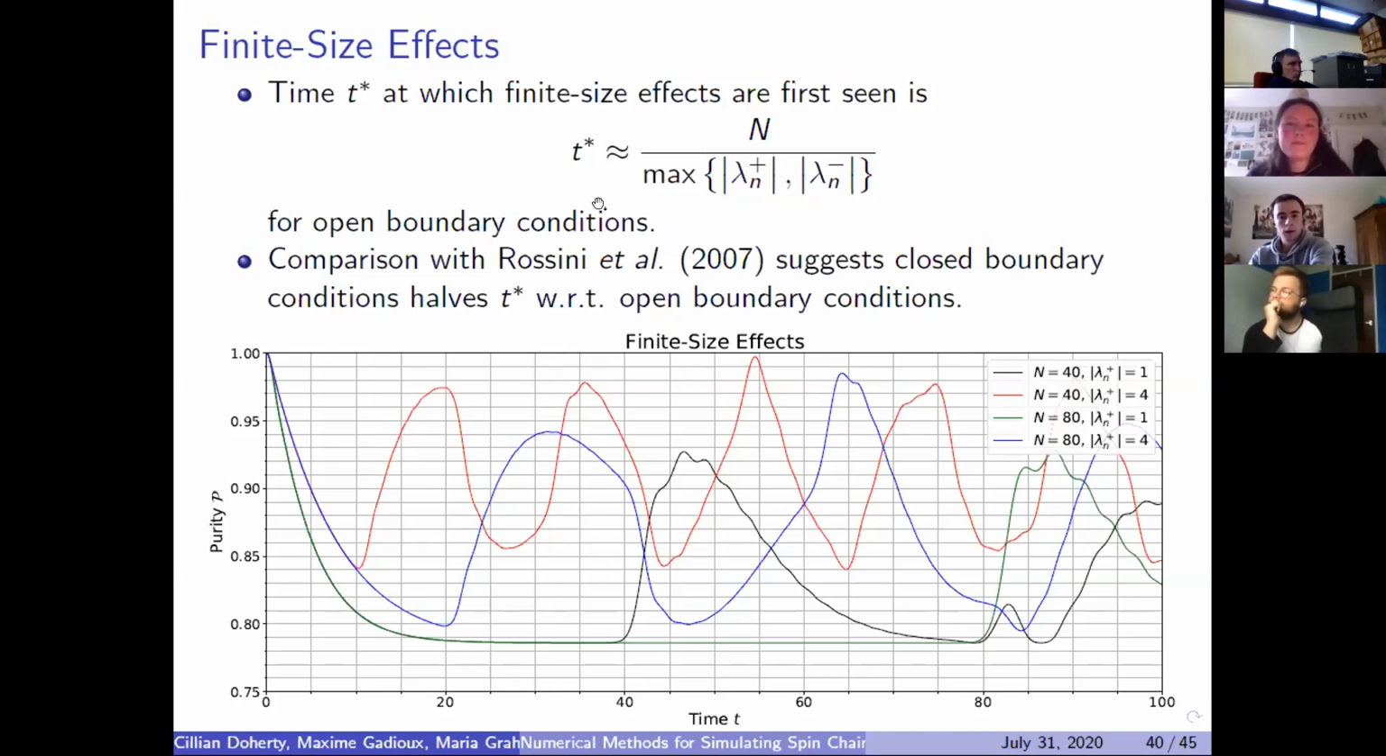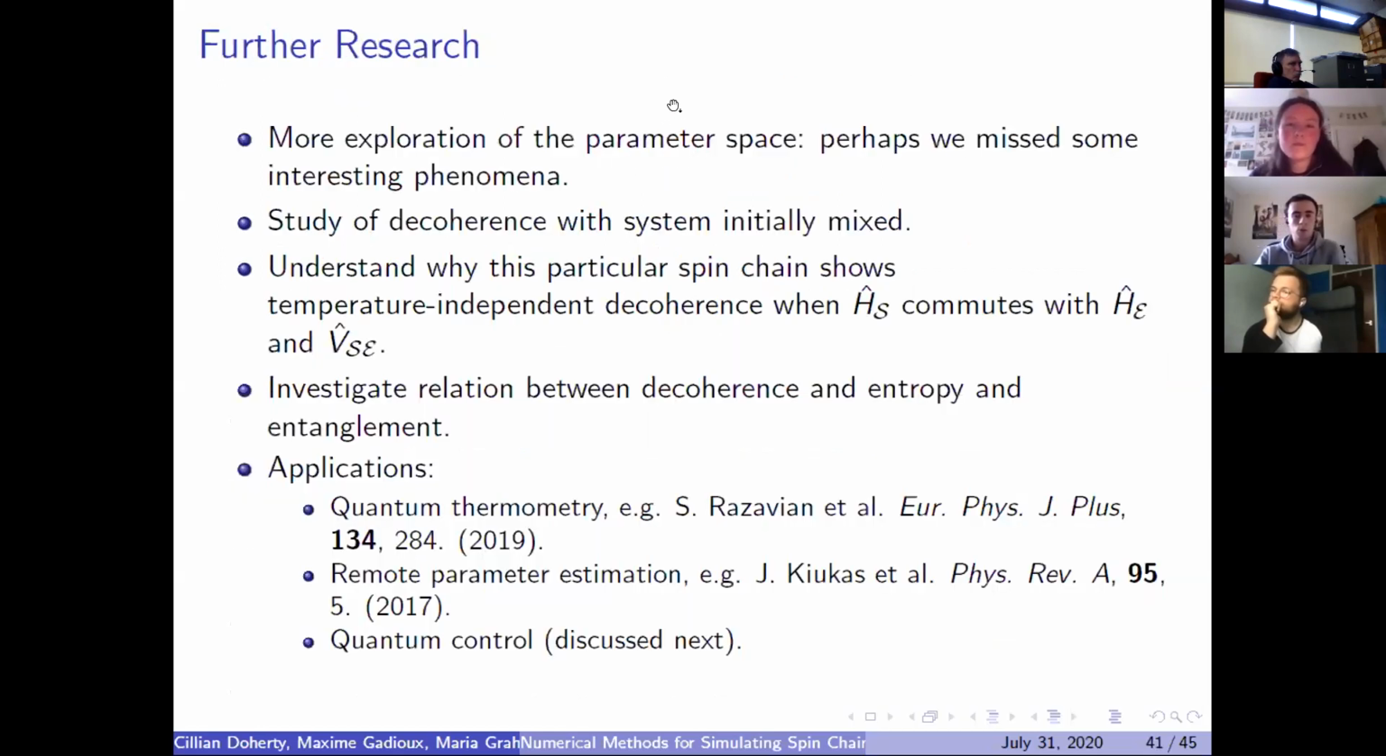Okay, so this is most of what we've done. There's still a lot of things to do. Firstly, more exploration of the parameter space. We haven't had much time to work on this, so it's quite likely that we missed some interesting phenomena, like critical points. Also, as I mentioned, we can try individual adjustments of each coupling constant instead of applying a single parameter for all n.